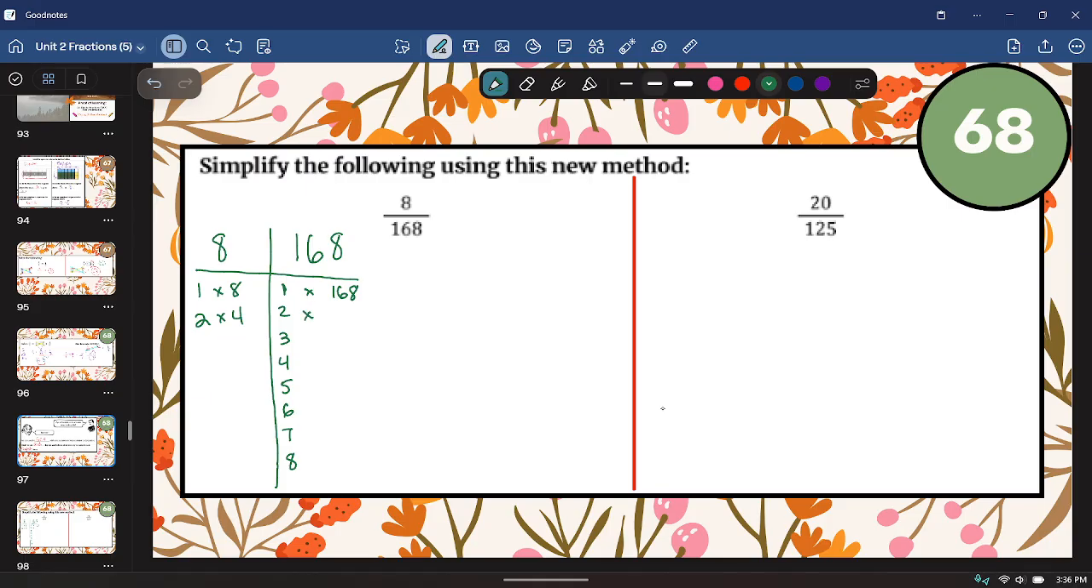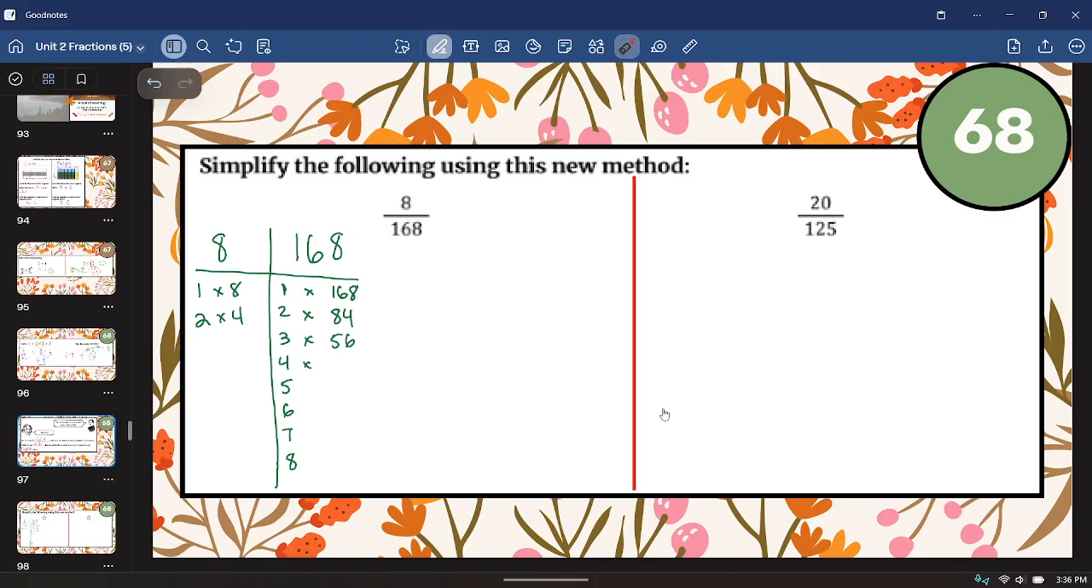For 2, it's an even number, so 2 works. And I would get 84, so 2 times 84 is 168. For 3, we add up our digits. 1 plus 6 plus 8 is 15. 15 is divisible by 3, so I can divide 168 by 3. And I would get 56. So 3 times 56 will get us there.